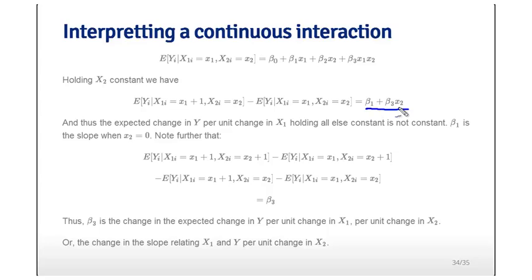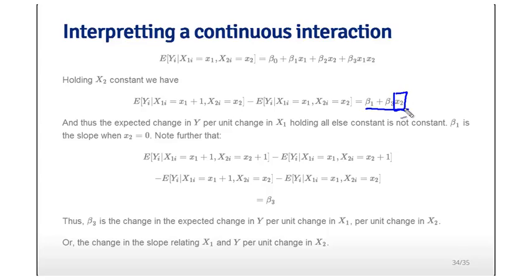It's of course convenient to think about this when x2 is binary, because then you can just say it's beta 1 when x2 is 0, and it's beta 1 plus beta 3 when x2 is 1. But if it's continuous, then it varies. The change in the slope varies as x2 changes.